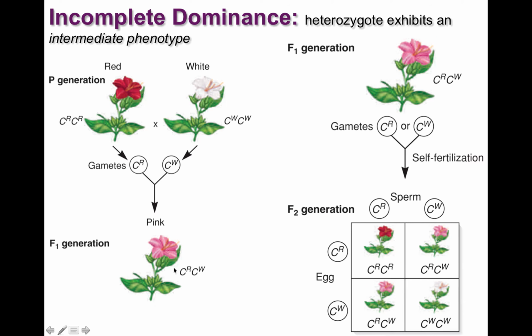If you take a heterozygous individual and self-cross it, then you can end up with an interesting ratio in the F2 generation. Both the sperm and the eggs can be produced with either the CR allele or the CW allele. Two CR alleles are going to give you a red flower. Two CW alleles are going to give you a white flower, but intermediate in between that, a CR and a CW allele are going to give you a pink flower. So our ratio in the F2 generation is a 1 to 2 to 1 ratio.